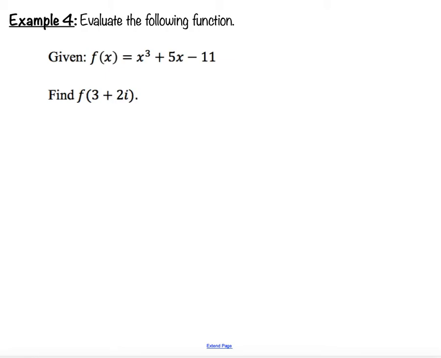So our next one here is supposed to find f of 3 plus 2i. It's a binomial. It's two terms that are connected by addition or subtraction. So again, I like to use synthetic division when it's something like this.